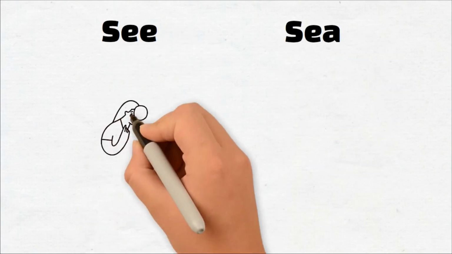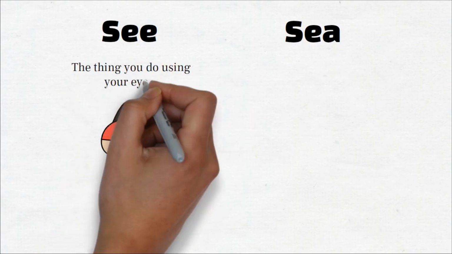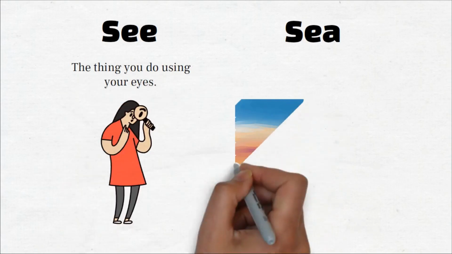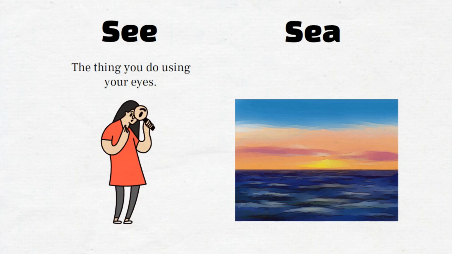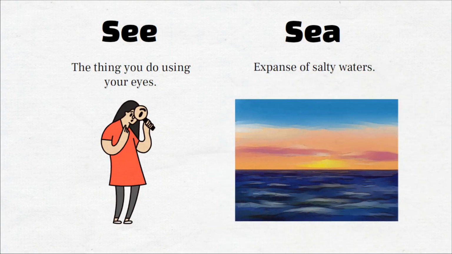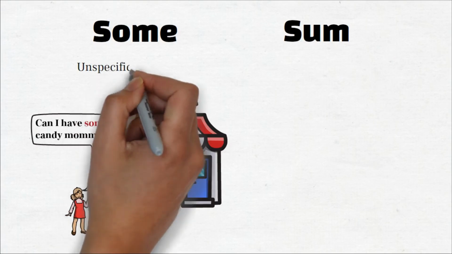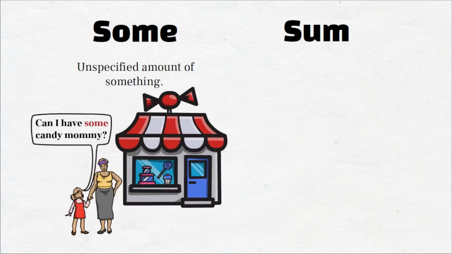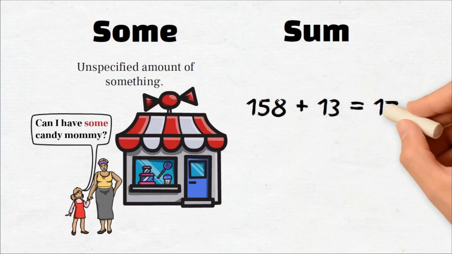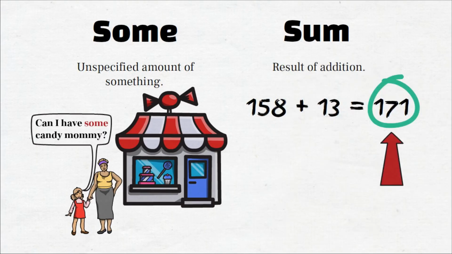See. The first is the thing you do using your eyes. The second is an expanse of salty waters. Some. The first is an unspecified amount of something. And the second is a result of addition.